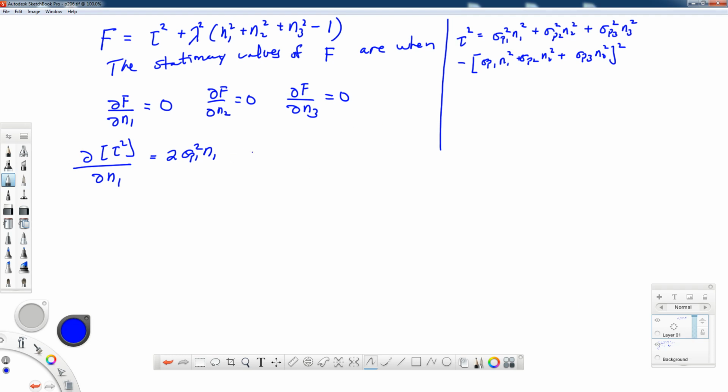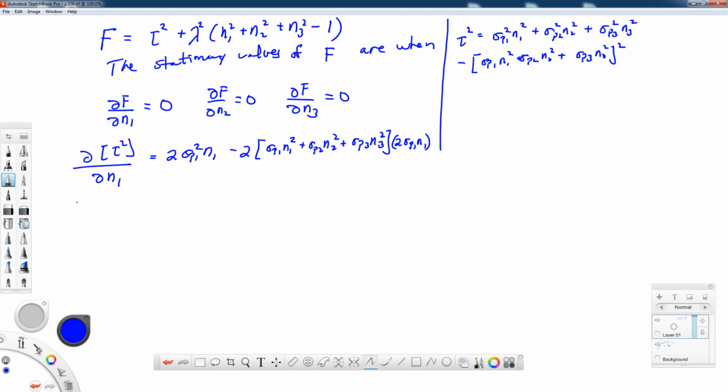Okay, next I'm going to have a minus 2 because that term in the brackets is squared. I'm going to have everything in the brackets, sigma p1 n1 squared plus sigma p2 n2 squared plus sigma p3 n3 squared. Now it's to the first power because I reduced the exponent. And now we need to take the derivative of the term in the square brackets with respect to n1, which is going to give me a 2 sigma p1 n1.